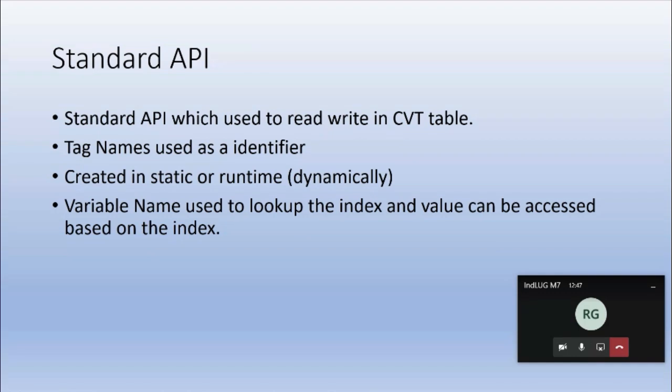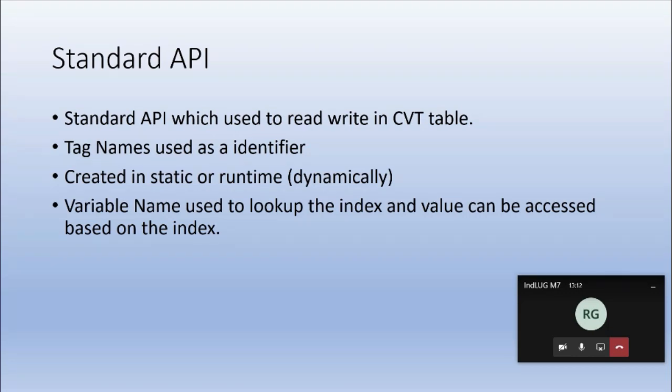And this is standard APIs. So basically, as I said, the value can be referred to by the tag names. The tag names can be of any type, either customized or predefined by the user, the person who is developing this. The main advantage is that it can be created both statically and at runtime.